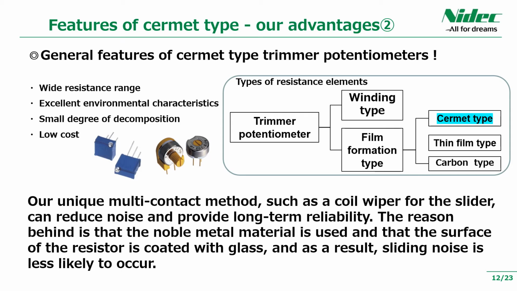There are two types of resistance elements, winding type and film formation type. Furthermore, film formation type is divided into three types: thin film type, carbon type, and our cermet type. The cermet type features a wide resistance range, excellent environmental characteristics, low decomposition, and low cost. The disadvantage is that the surface of the resistor is coated with glass, so sliding noise is likely to occur. In order to reduce this sliding noise, we have adopted a unique multi-contact method such as a coil wiper for the slider, and by using a noble metal material, our products have achieved long-term reliability.